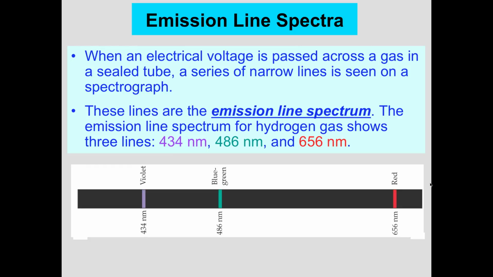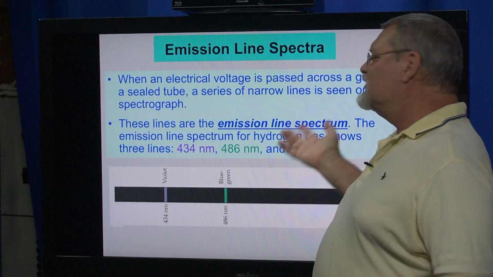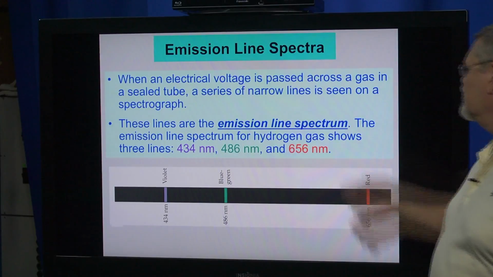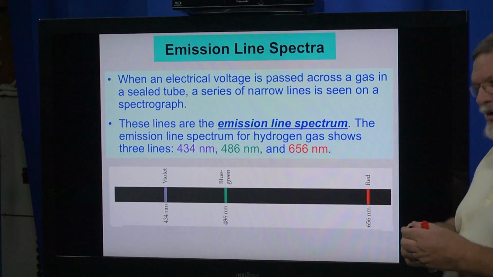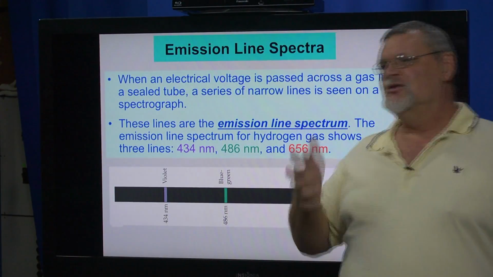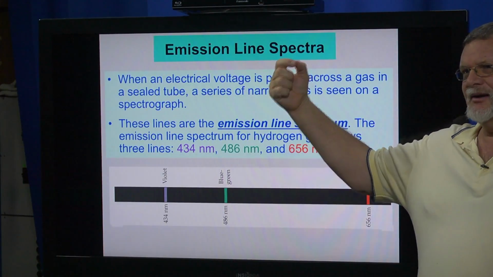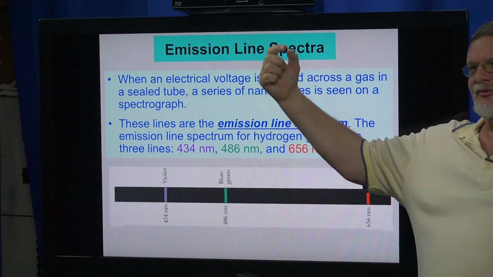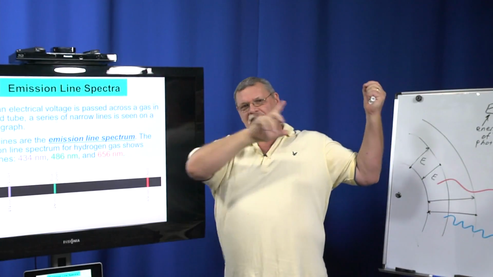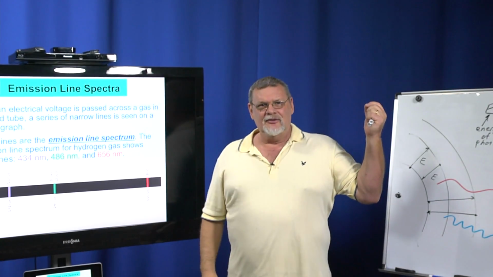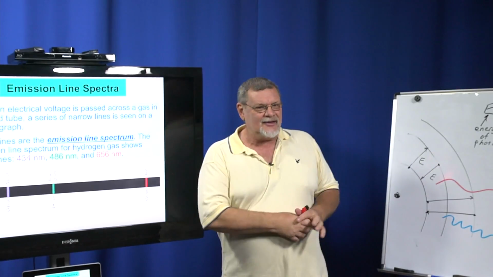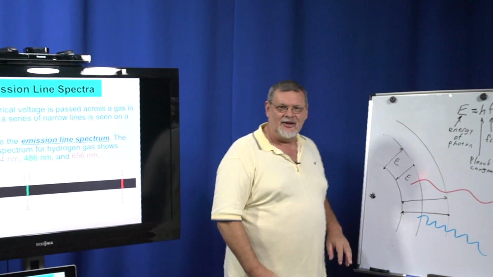So, when an electrical voltage is passed through a gas in a sealed tube, a series of narrow lines is seen on a spectrograph. The lights in this room, the fluorescent lights, look at a fluorescent bulb. At either end is an electrode. We're passing very high voltage through here. Energy is jumping across here through the gas. The gas is absorbing some of this energy.